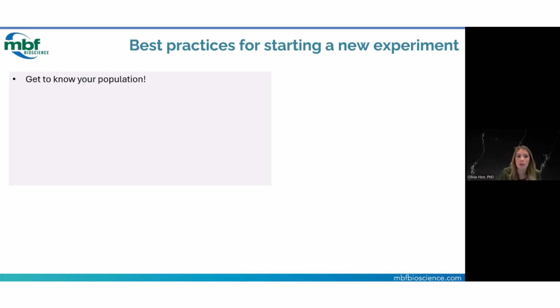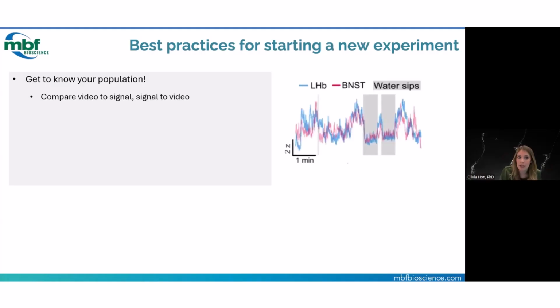The most important thing that you can do is look at your signal, look at points of interest, go back to your video and see what the mouse was doing at that time. See if you can identify patterns, and then do the opposite. Look at your video, point out an interesting behavior, and then go look at your signal and see what happens at that point. This is going to give you the best sense of what your population is actually doing. So invest time to just see what's happening before you do your very specific experiment.